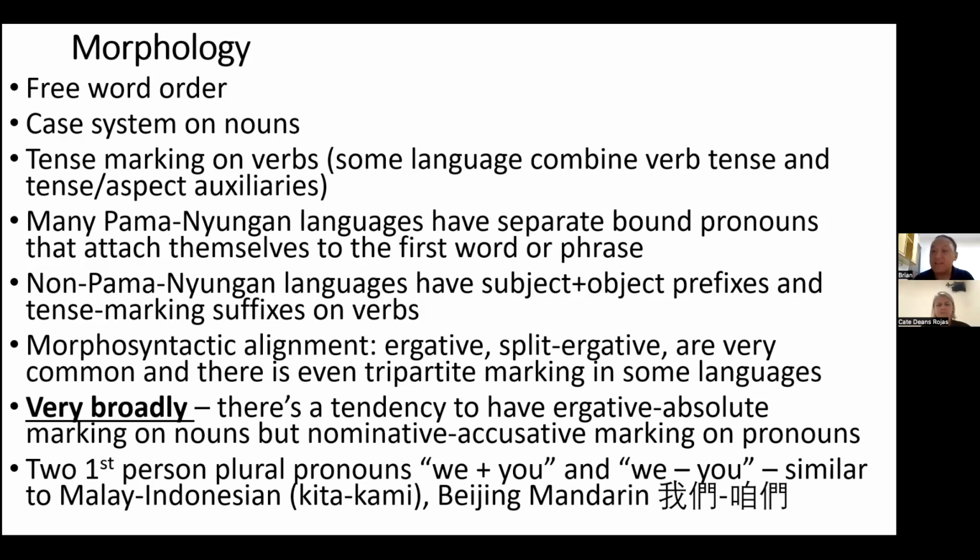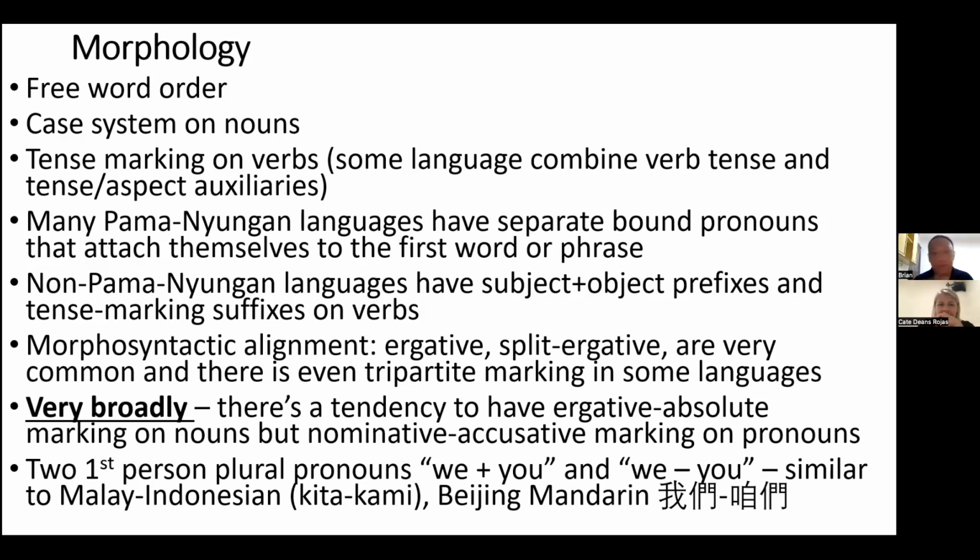So very, very broadly, and I say very broadly because there are obviously exceptions to this, there is a tendency for ergative-absolutive marking to be found on nouns, and nominative-accusative marking, like I and me, he and him, she and her, on pronouns usually, but some languages have, of course, exceptions to that.